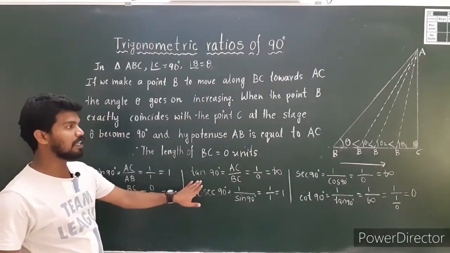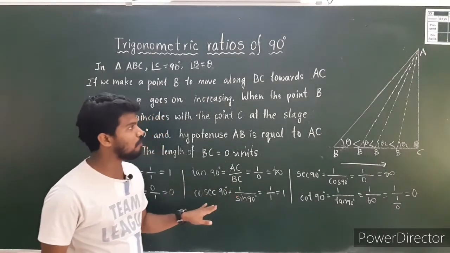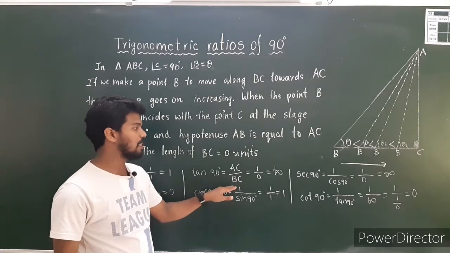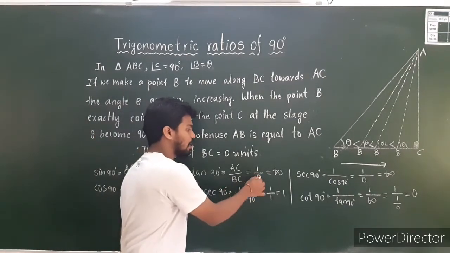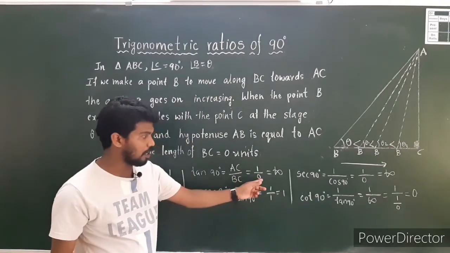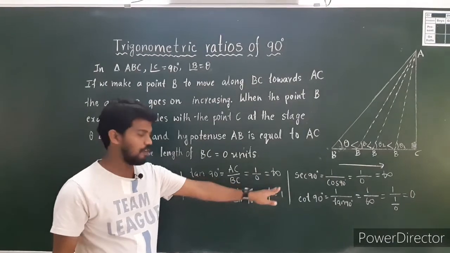Next, tan 90. The tan definition is opposite side by adjacent side. What is the value of opposite? AC by BC, but it is 1 by 0. The value of BC, you know, is 0, so 1 by 0. The denominator is equal to 0, so that is not possible. Then you write it is infinity.